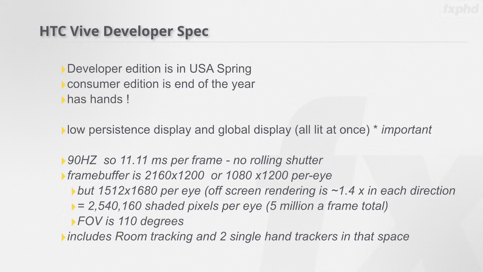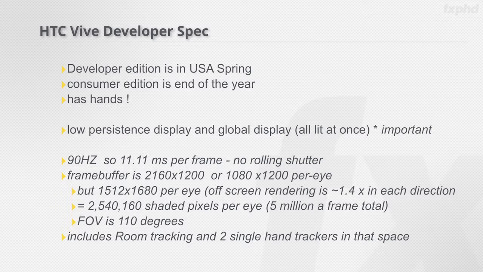You have a very short persistence, and you want to have a global display, effectively, because you don't want rolling shutter type stuff. And this is spec'd at 90 hertz. So instead of 24 frames a second, you're doing that 90 times a second. So you've got 11.11 milliseconds to get it up, no rolling shutter.